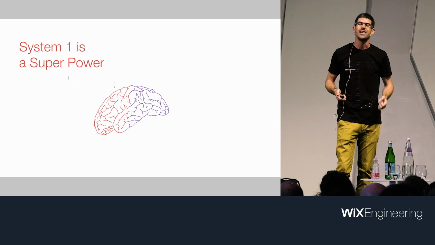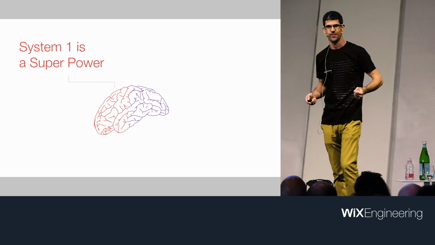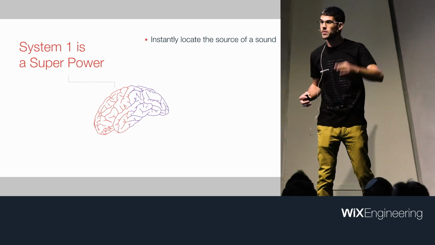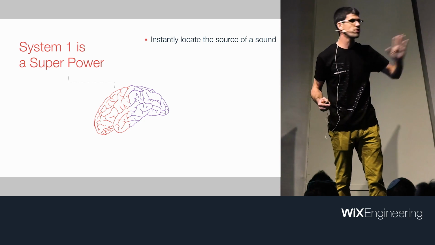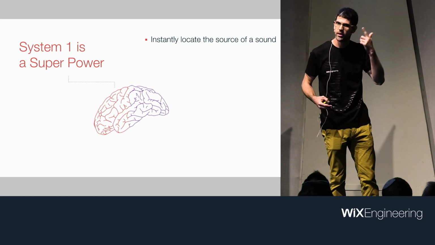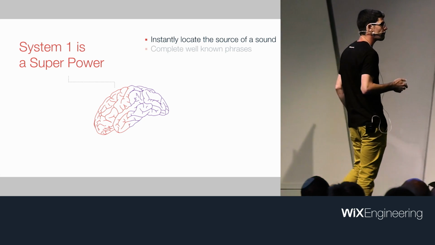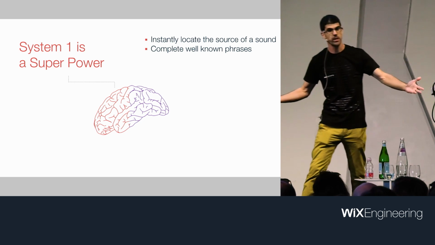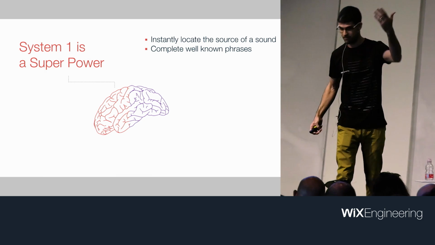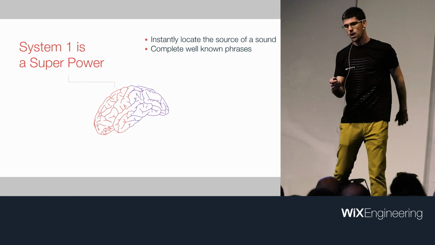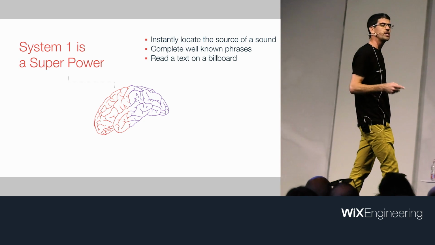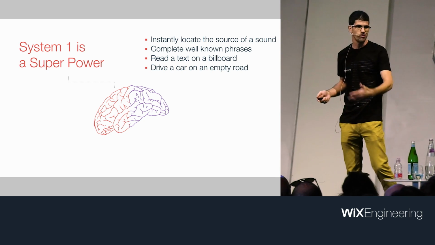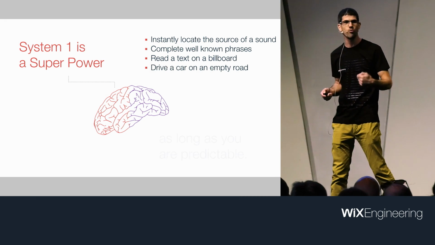System 1, it's a superpower. When you hear a loud noise, it immediately locates the source. Boom, you turn your head. You just know it's there. You don't think about it. System 1 can complete well-known phrases. My name is Inigo Montoya. You killed my father. System 1 can read text off billboards so you make the right turn. Of course, it can drive your car on empty, boring roads. And it can do so much more.